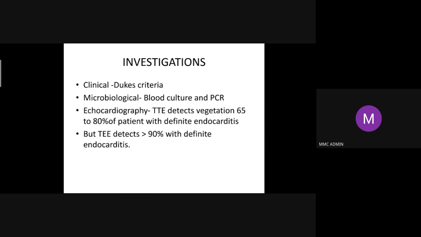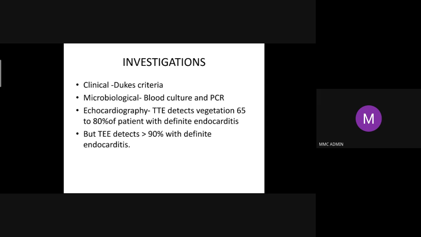The most important criteria in infective endocarditis that you should remember is the clinical Duke's criteria. I'll discuss the Duke's criteria in the coming slides. The investigations we usually do are blood culture and polymerase chain reaction. Echocardiography is the most important investigation for detecting infective endocarditis. Transthoracic echocardiogram detects vegetation in about 65 to 80% of patients, but transesophageal echocardiogram detects it in more than 90% of patients with definitive endocarditis.